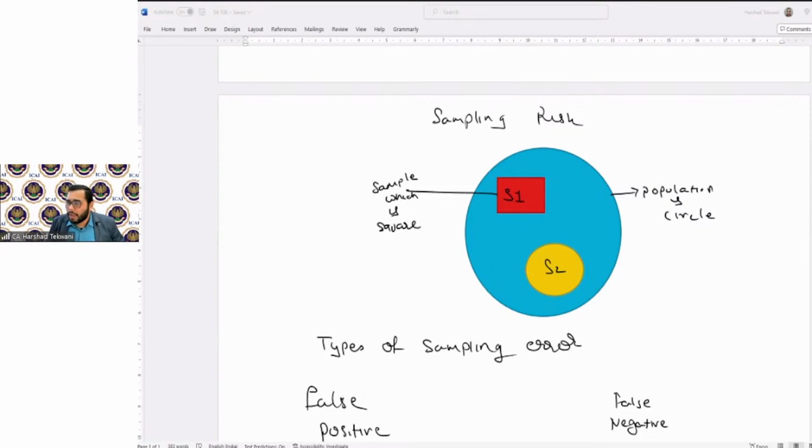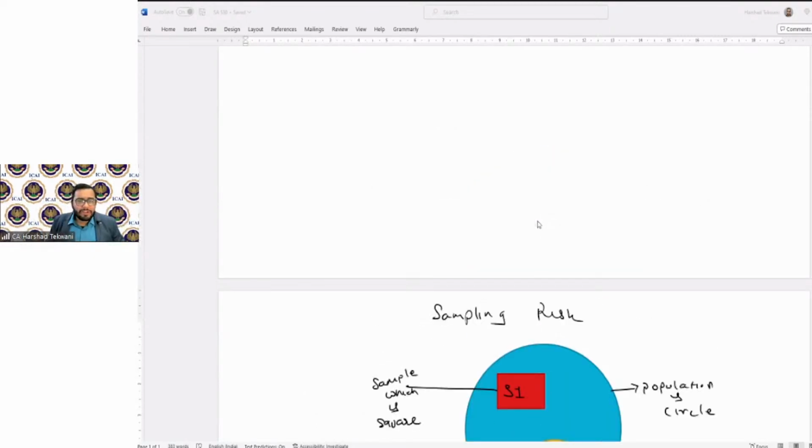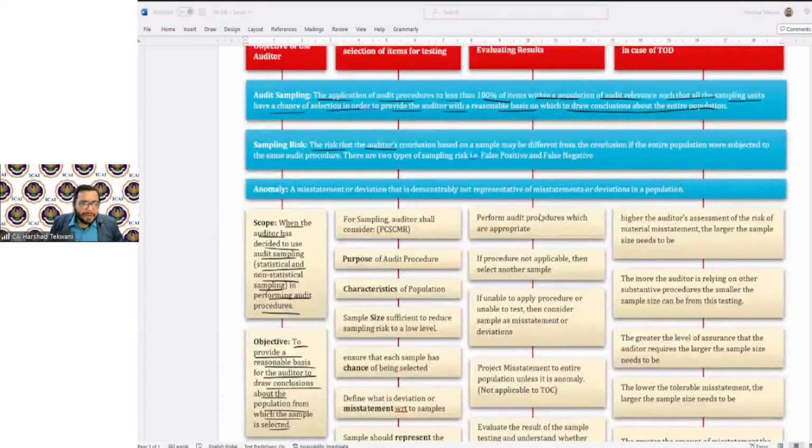Now, that is something we were talking about, sampling risk. What is sampling risk? That the auditor's conclusion based on a sample may be different from the conclusion if the entire population was subject to the same audit procedure. There are two types of sampling risk, false positive and false negative, that we discussed.